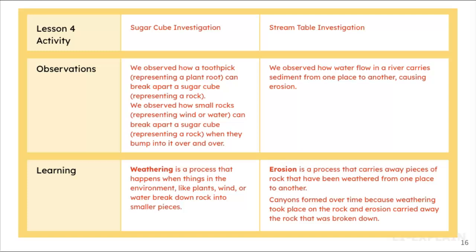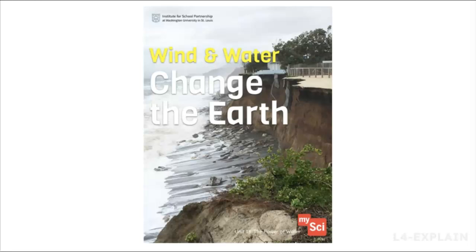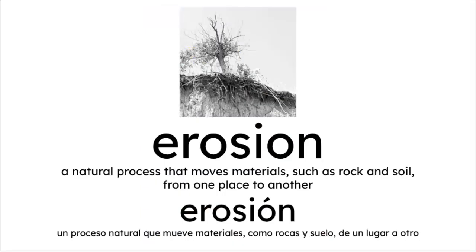By the end of the second discussion, students should understand that erosion is a process that carries away pieces of rock that have been weathered. Canyons form over time because weathering took place on the rock and erosion carried away the rock that was broken down. During the discussion, you'll pass out the article, Wind and Water Change the Earth. You'll have students partner read and answer the reflection questions. You can post and discuss the erosion vocabulary card.